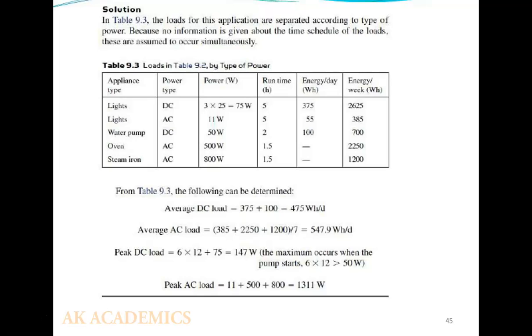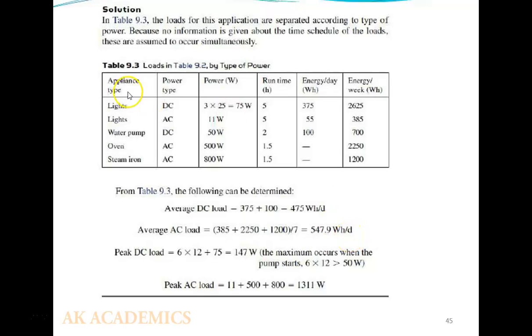Now, if we need to find the average AC load on a daily basis, you just divide that value by 7. So that gives us 547.9 watt hours per day. So you can see now we've been able to find the average DC load per day and then the average AC load per day.